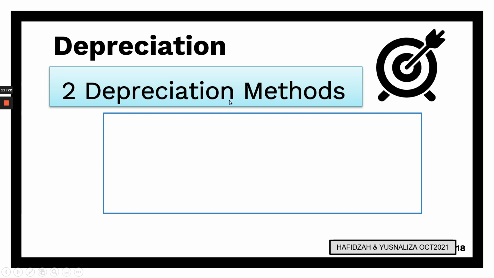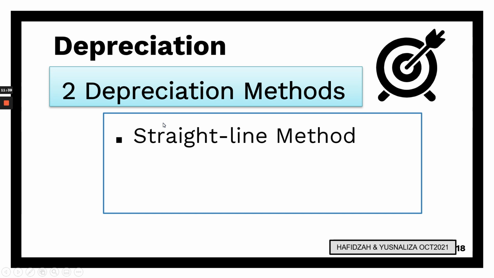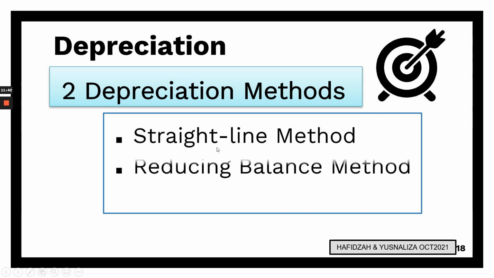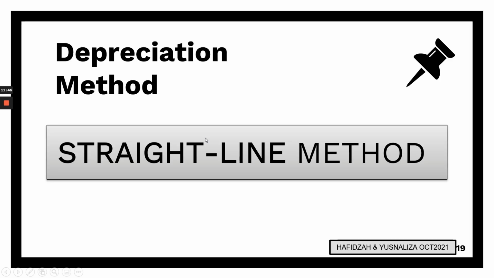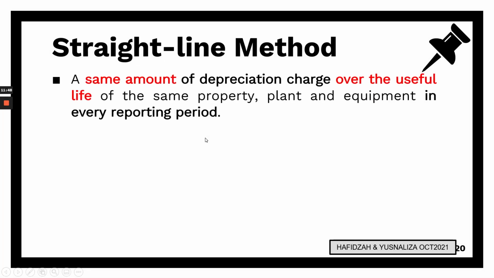There are two methods that will be discussed in the videos, even though there are many other methods. There are the production units method and the sum of digits method, but in this particular session of the subject, we will just be discussing two methods. The first one is the straight line method, and the second one is the reducing balance method.